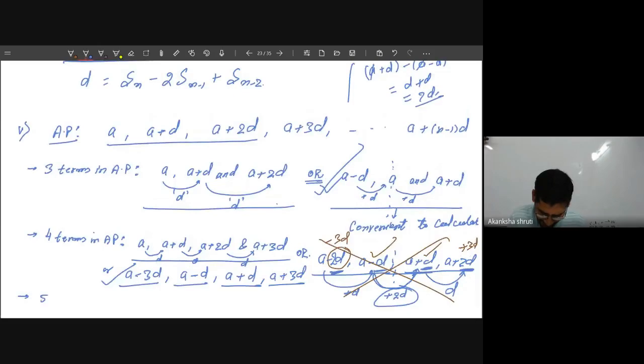If you have to take 5 terms in AP, then how to choose?